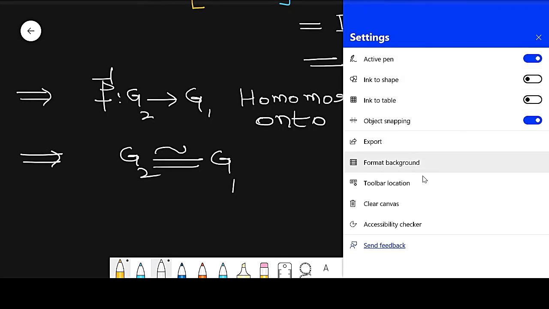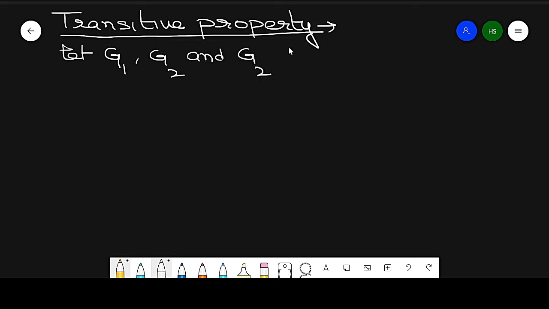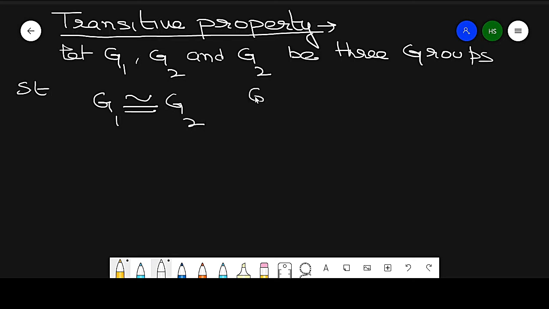Now third is transitive. So to prove the transitive property, I take three groups. Let G1, G2 and G3 be three groups such that G1 is isomorphic to G2 and G2 is isomorphic to G3. Now my aim is to prove that G1 is isomorphic to G3. So that is my aim.